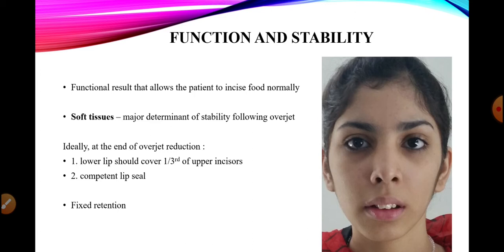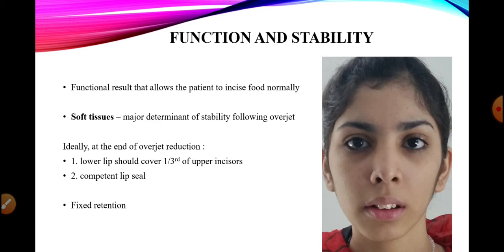So till now I have discussed the aesthetics, the oral health, function and stability as concerns and objectives for planning the treatment in class 2 division 1. In aesthetics, I said that it is important that the facial relationships and proportions should be considered along with the etiology, so that the exact etiology should be addressed. Then we talked about the oral health, in which we said that the risk of trauma should be reduced and the risk of gingivitis should be reduced. The function should be improved, and the patient should be able to incise the food normally at the end of the treatment.